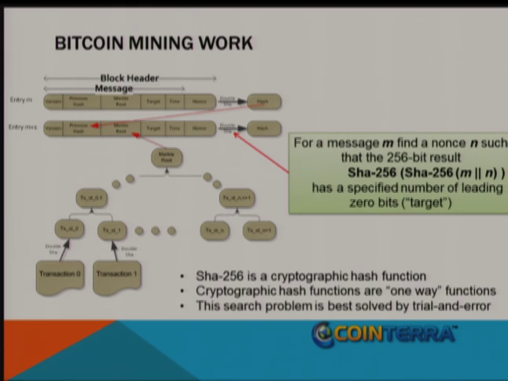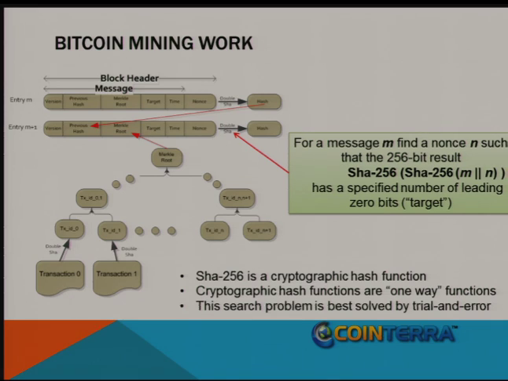The computational work consists of finding an integer called the nonce, such that if you do the double SHA-256 function on the concatenated message with the nonce, you get a hash result which has a target number of leading zeros.